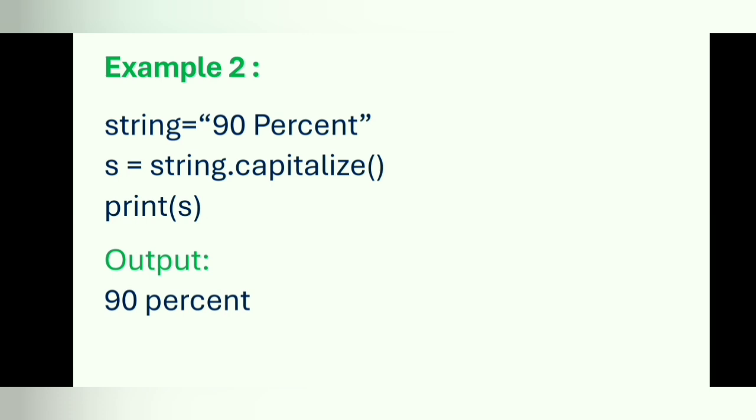If the first character is not an alphabet, the capitalize method will not modify the first character in the string, but the rest will be converted to lowercase. In our example, the first character is a number, so the capitalize method does not modify the first character in the string, and the rest are converted to lowercase. The capitalize method returns a copy of the string where the first letter is capitalized and the rest are lowercase.